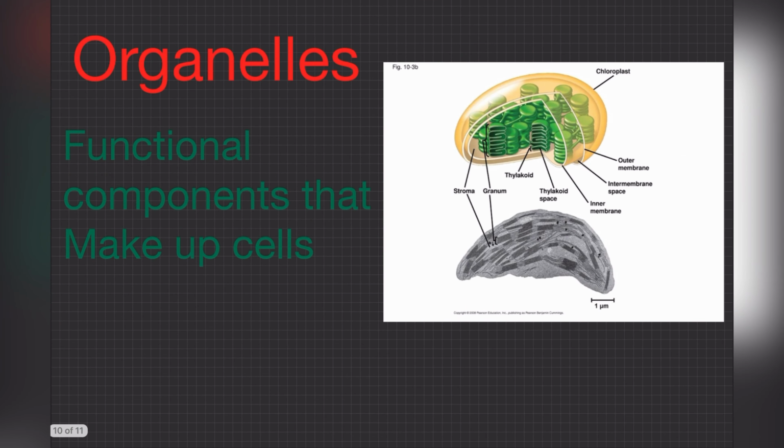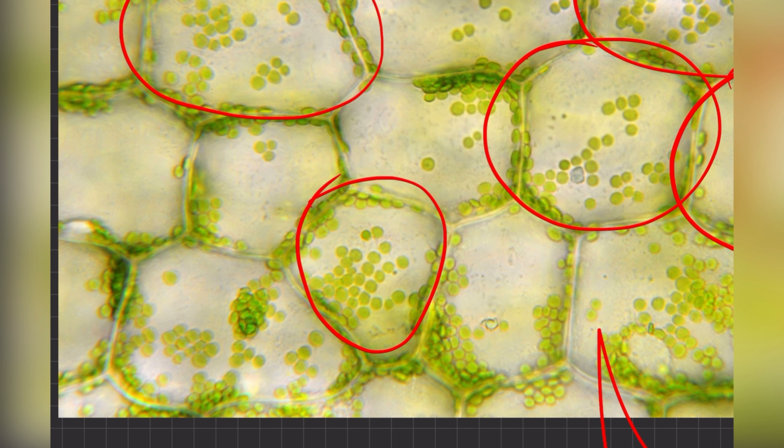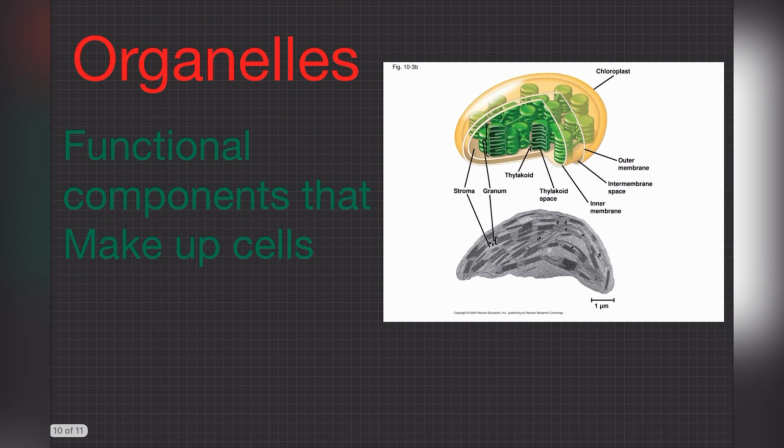So now we go to organelles. And if we go back to our photo here, an example of an organelle is chloroplasts, which are found in each cell. And organelles are important for functionality, and it's the main component that makes up cells. So the example that we use is chloroplast, which is used in plants to conduct photosynthesis and photosynthetic reactions.